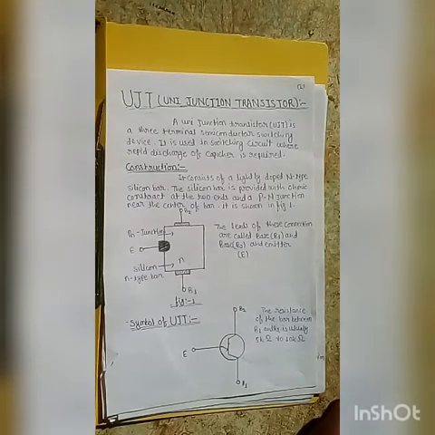Today our topic is unijunction transistor. UJT is a three-terminal semiconductor switching device. It is used in switching circuits where rapid discharge of capacitor is required.